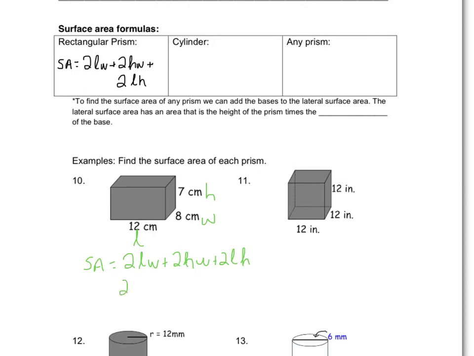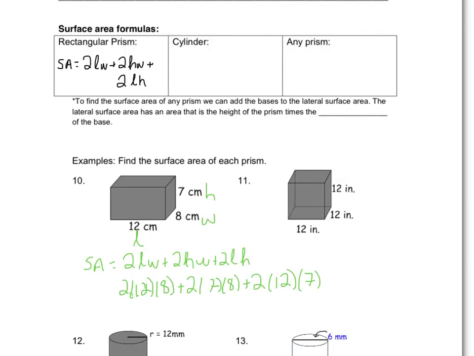So I have 2 times 12 times 8 plus 2 times 7 times 8 plus 2 times 12 times 7. It was helpful that I labeled my length, width, and height, but I should always double check to make sure that I have every combination of those 3 numbers.